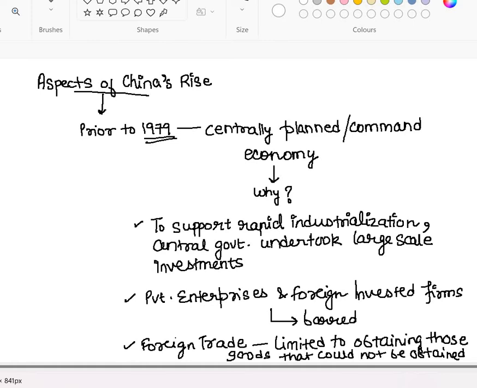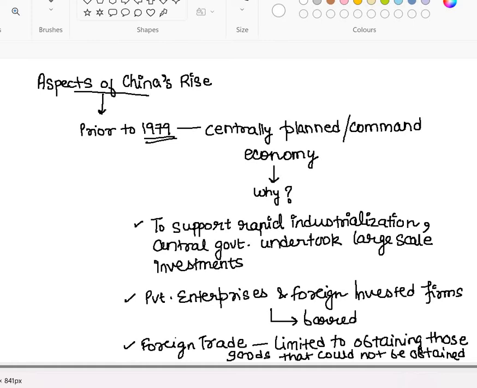So when we look at the aspects of China's economic rise, we have to go back to 1979. Before 1979, China's economy was a command economy. That is, everything was centrally planned. Why? So that there can be rapid industrialization and rapid economic rise in China.